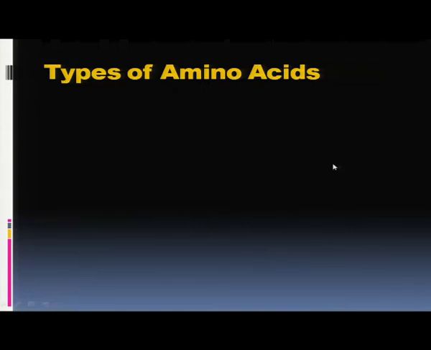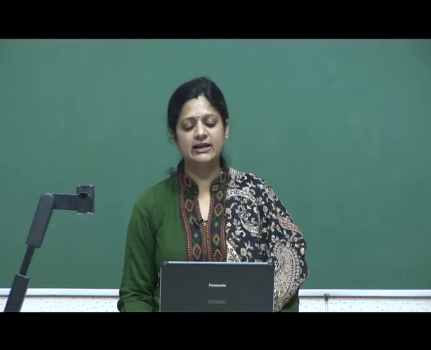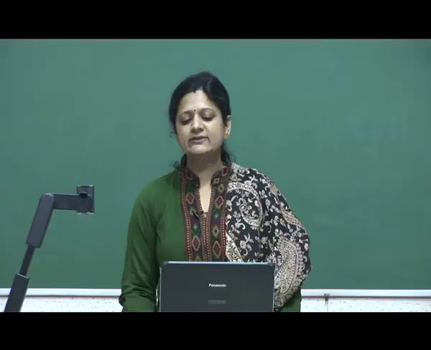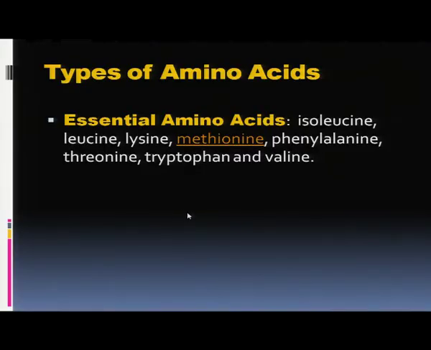Now, what are the different types of amino acids? Depending on the requirement by the cells, they have been classified into three categories. One is essential amino acids. Essential amino acids are those amino acids which are not synthesized by our cells, and they are taken up from the food, and they are isoleucine, leucine, lysine, methionine, phenylalanine, threonine, tryptophan and valine.